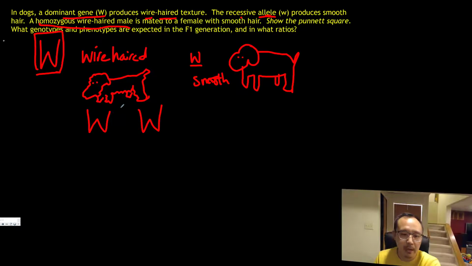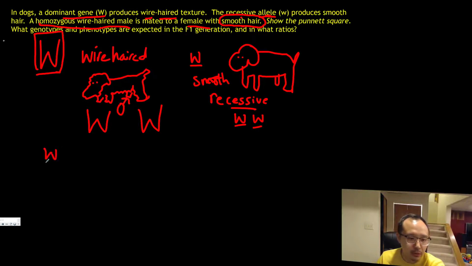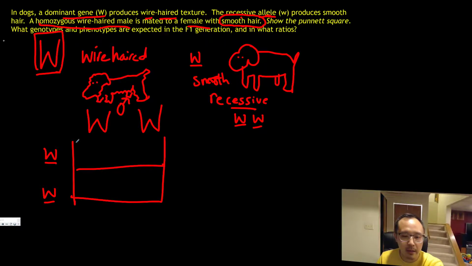I'm going to put that at the top. I'm going to put my male at the top just because I started off with a male, and it's mated to a female with smooth hair. It doesn't say if it's heterozygous or homozygous, but because smooth hair is recessive, the only way to show recessive is if it's homozygous. So it's homozygous recessive, so it must be two lowercase w's. Then I follow and form this grid, and once you have this grid, I'm going to fill in the grid with all these possibilities.